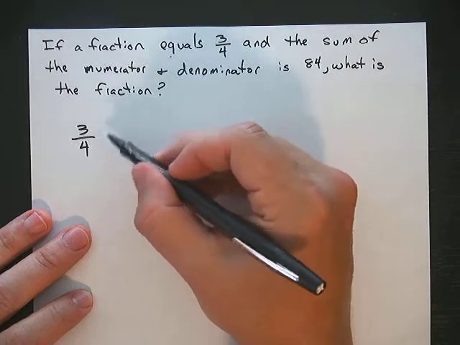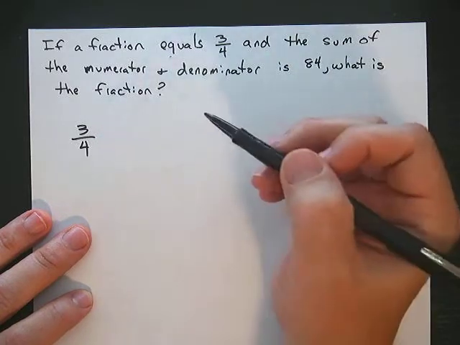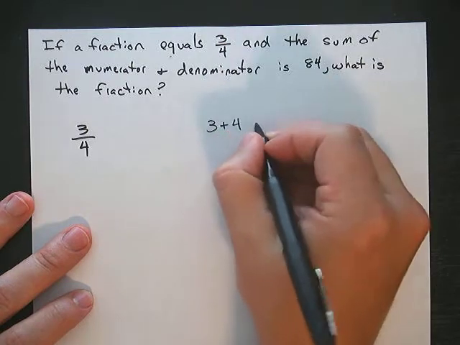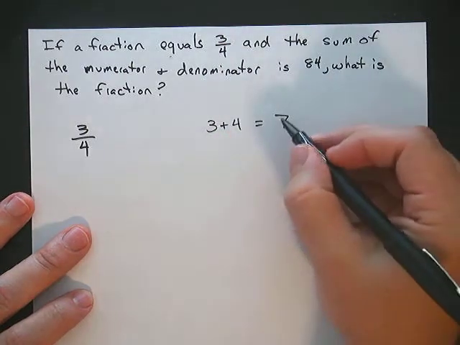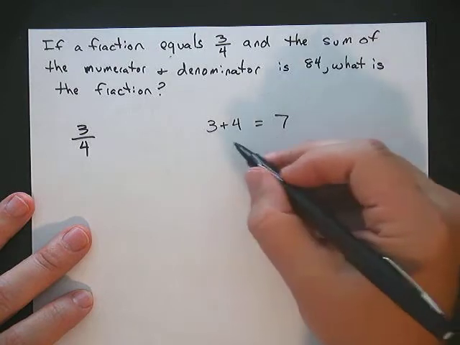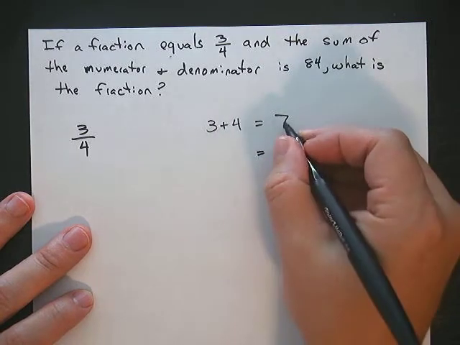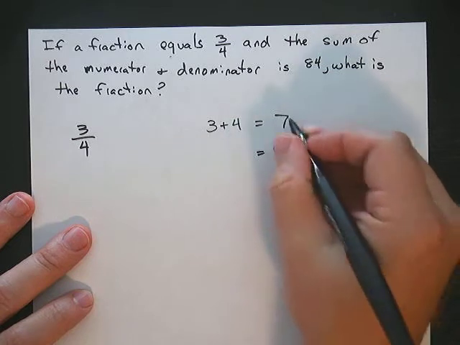Well, if we add these two numbers up right now, what do we get? 3 plus 4 is 7. Okay, so 3 plus 4 equals 7. But we don't want 3 plus 4 to equal 7. We want a number plus a number to equal 84. So how do we make this 7 turn into an 84? What do we multiply it by?